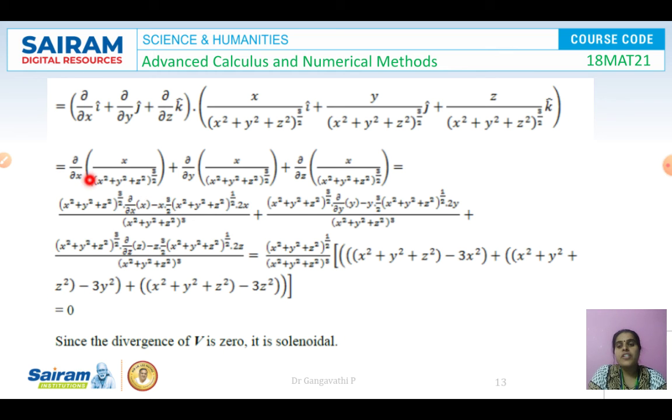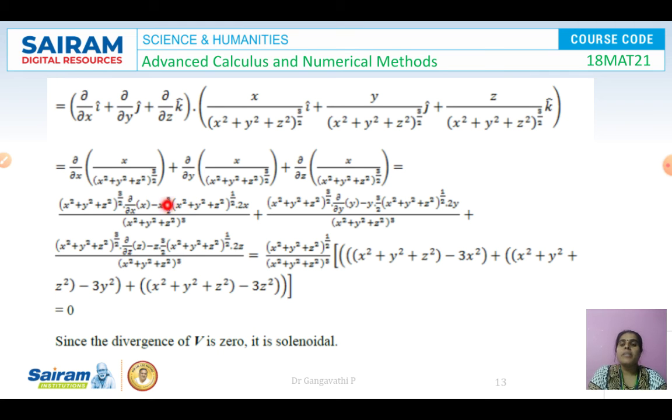Now differentiate with respect to x. It is in the form of u by v, so apply the quotient rule: denominator into the differentiation of the numerator, differentiation of x, minus the numerator as it is into the differentiation of the denominator.